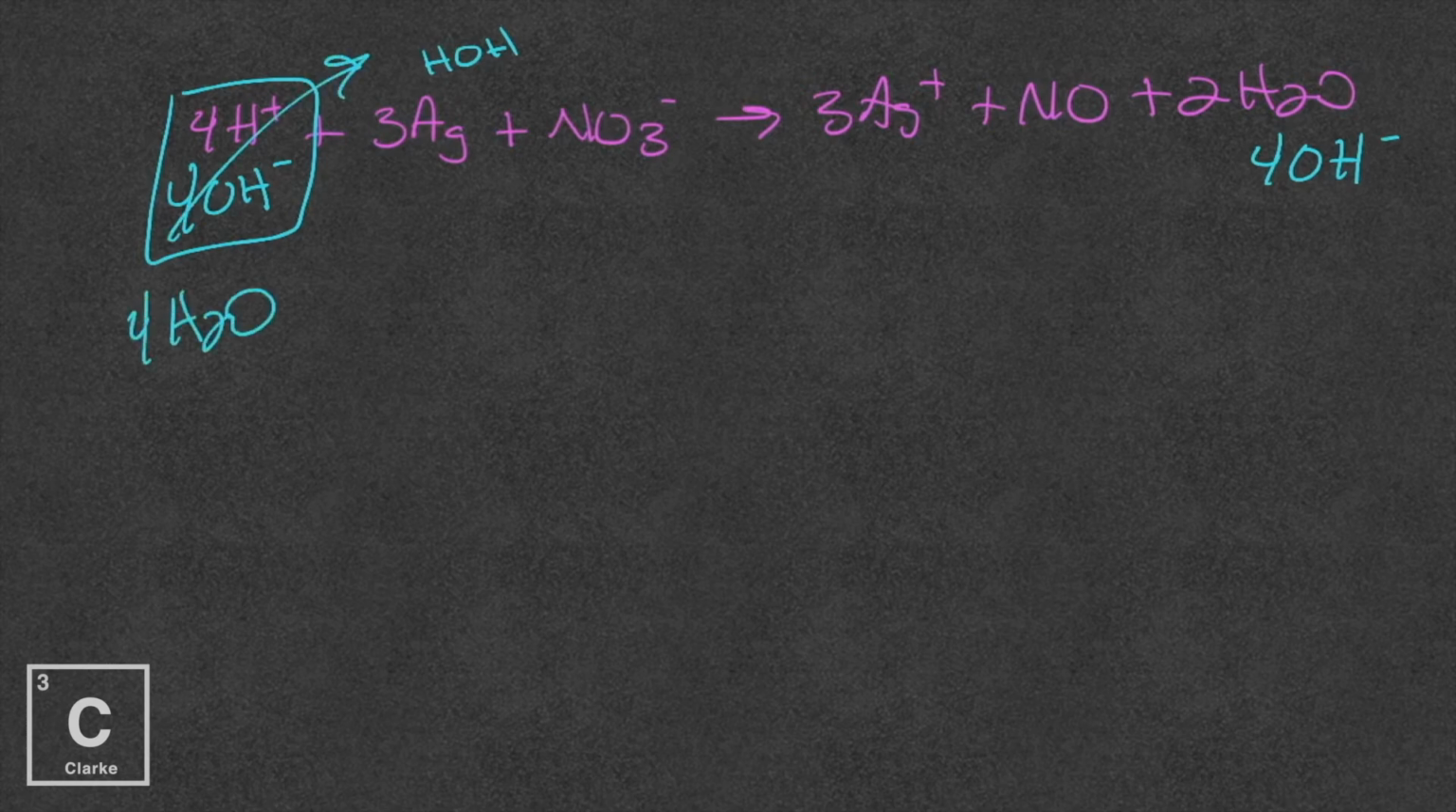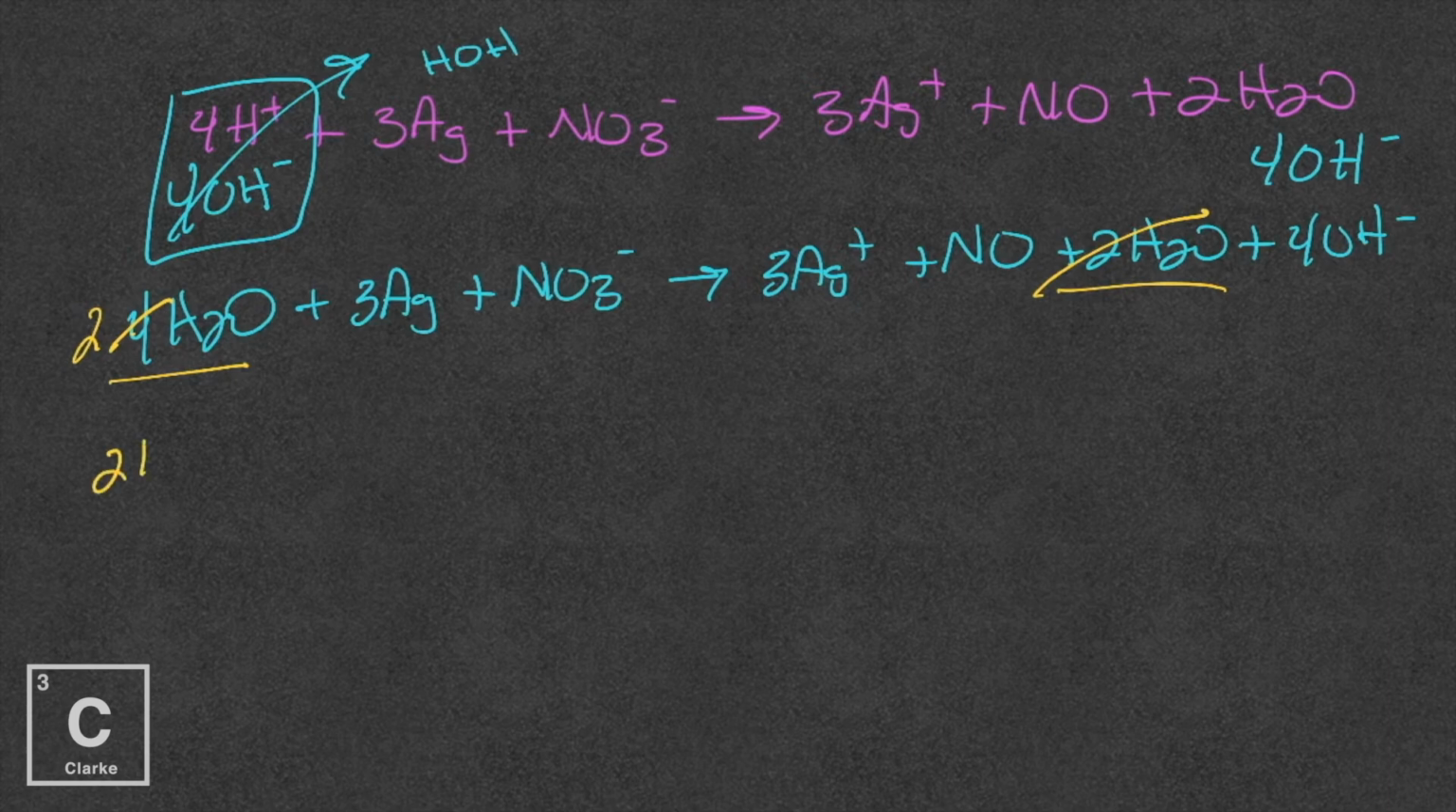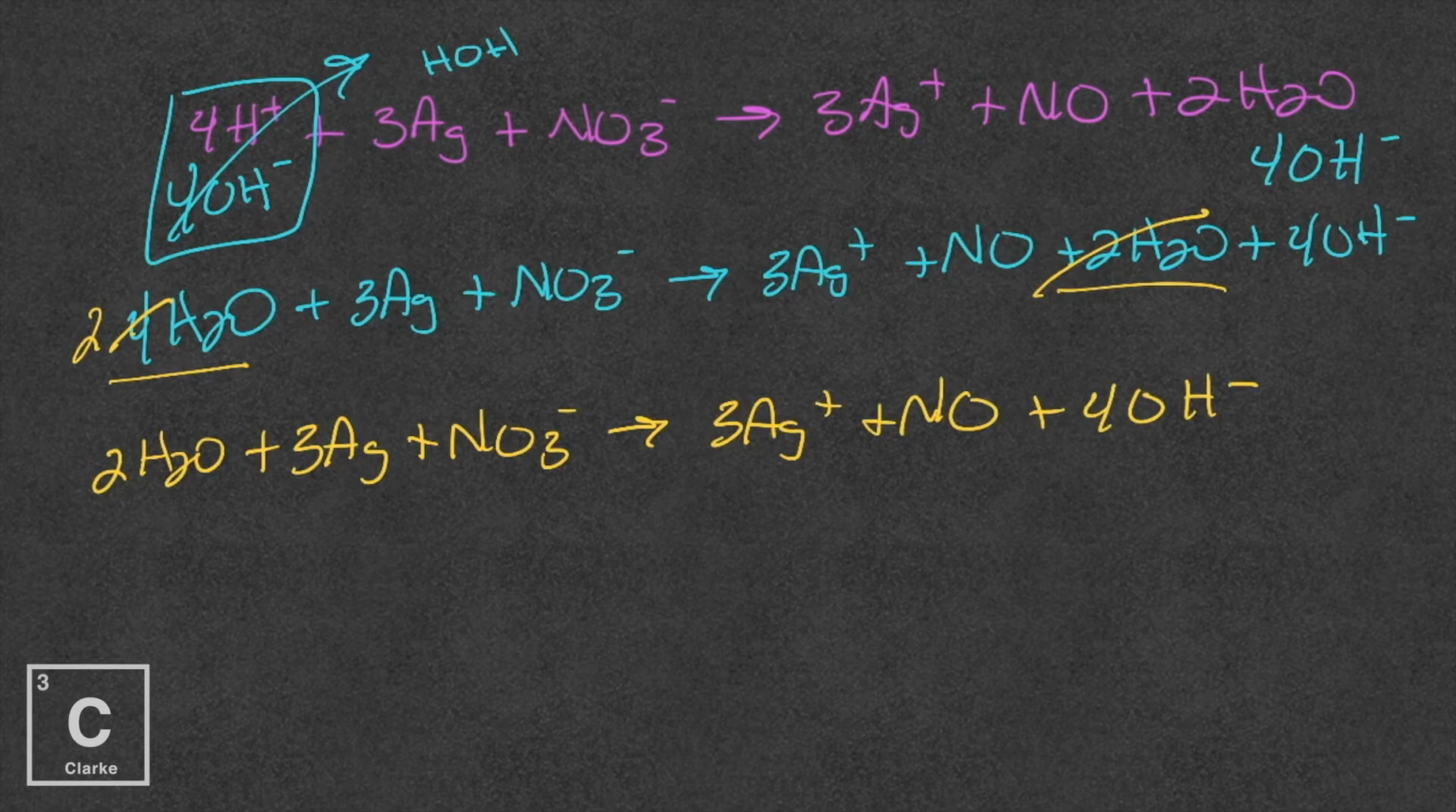Let me go ahead and rewrite the rest of this so it's all together. Okay, so I've rewritten this entire equation, but I want you to notice something. I have 4 waters on this side and I have 2 waters on this side. We need to simplify. So if I've got 2 on my products and 4 on my reactants, we can just reduce that down. So my final answer would have 2 waters, 3 silvers, 1 nitrate, and there is our final answer. Balance everything like it's an acid, add however many hydroxides you need to the hydrogens, turn those into water, reduce down if necessary, final answer.